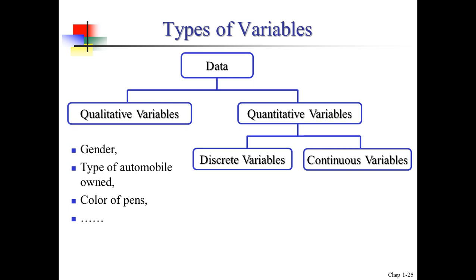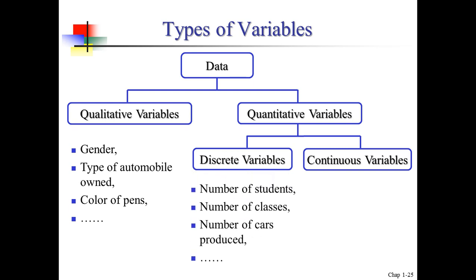These are examples of qualitative variables. For example, gender, like I said earlier, male, female; types of motorbike that you own, for example Honda, Yamaha or Suzuki; cars, Toyota, Ford, Mazda, something like this; colors of pen, red, blue or black. So these are examples of qualitative variables.